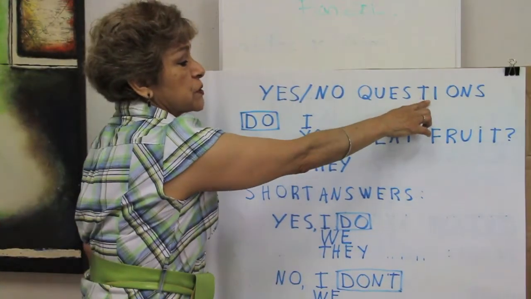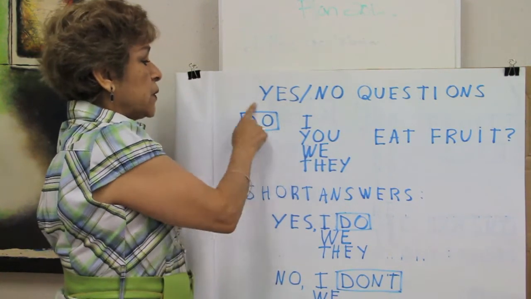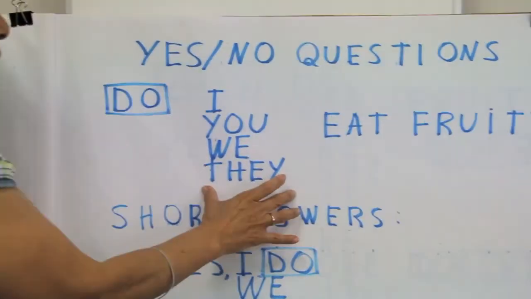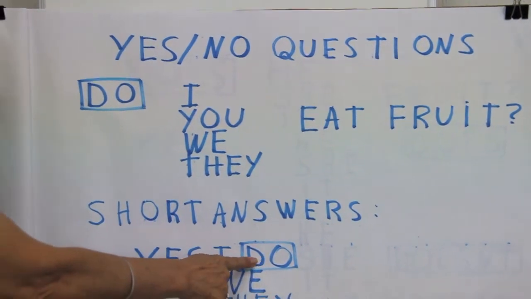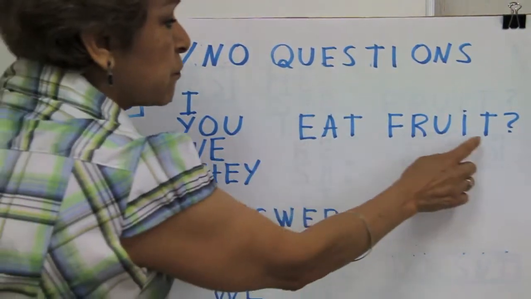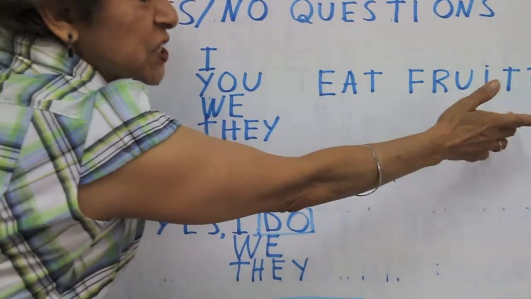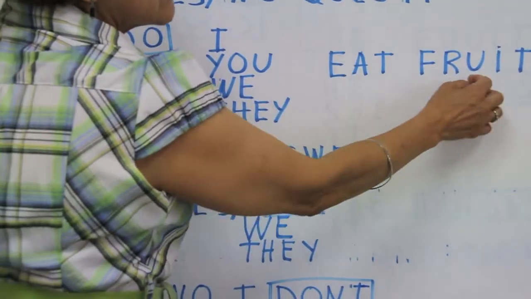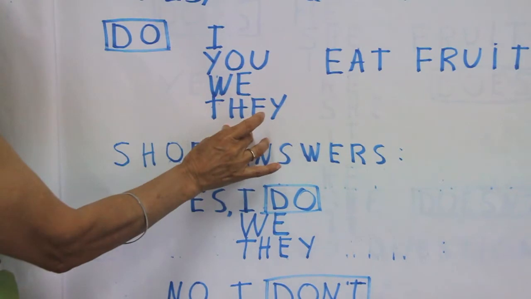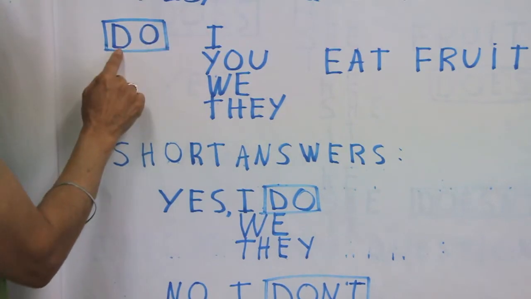We continue with questions. Yes/no questions are going to have a short answer. We have to be very careful with the auxiliary at the beginning of the sentence corresponding to the subject, so you can use it at the same time here in affirmative or negative. Do I eat fruit? Do you eat fruit? Do we eat fruit? Do we eat vegetables? Do they eat healthy food? Well, here you have do because of the subject. But the short answer corresponds to the same auxiliary at the beginning of the question.